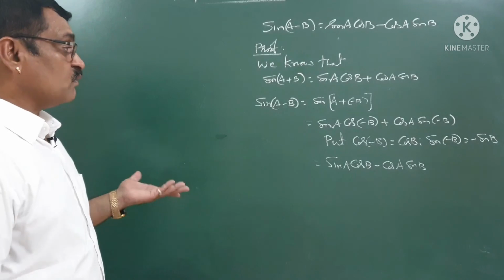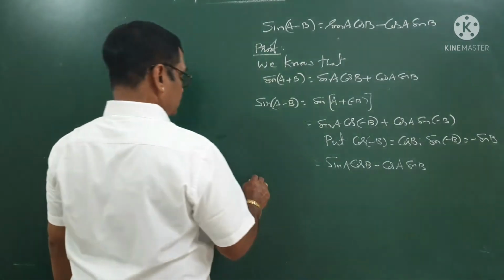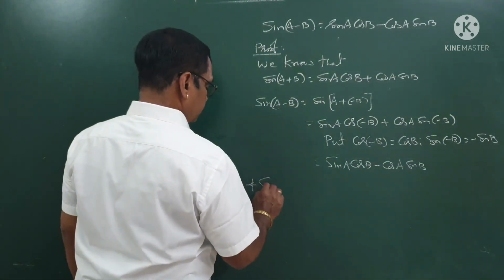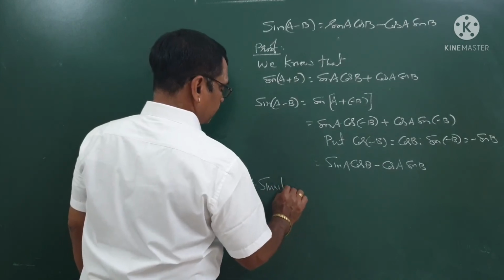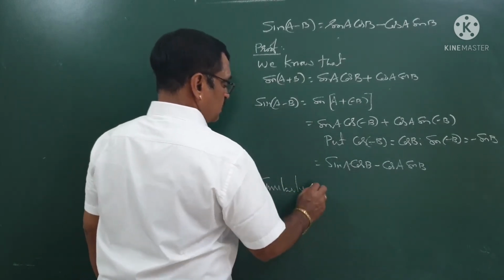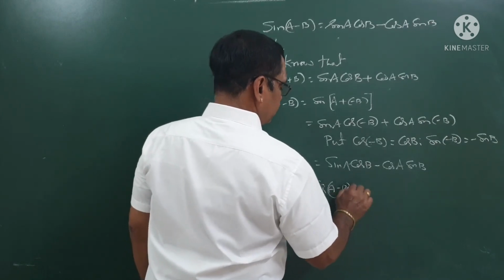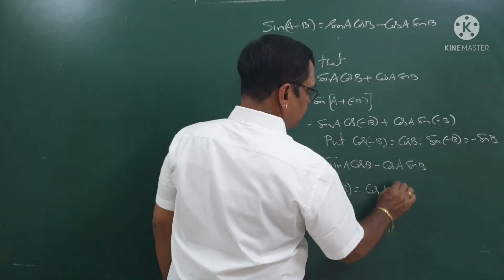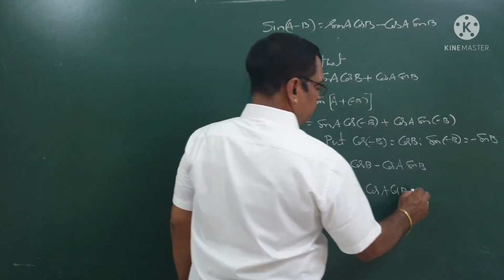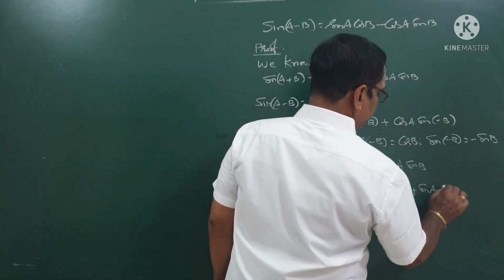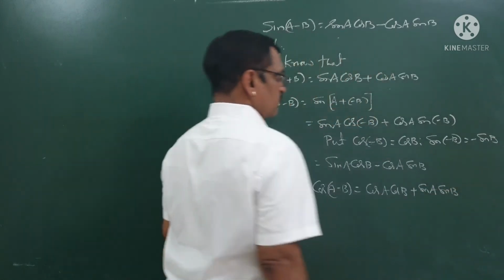Similarly, you can do cos of A minus B also. Cos of A minus B is equal to cos A cos B plus sin A sin B.